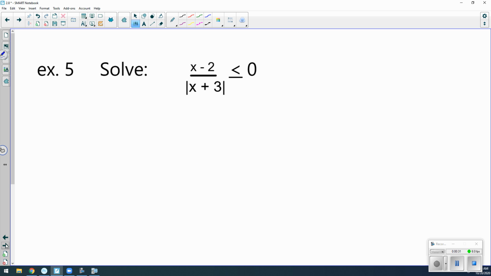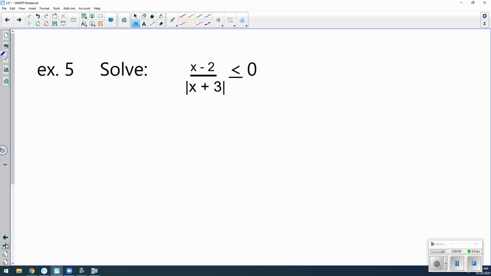In 2.7, we graphed rational functions, and we thought about asymptotes, x-intercepts and y-intercepts, and we also thought about where holes might happen. Now, in example 5, we need to figure out in what interval this rational expression would be less than or equal to 0. Notice that it's not technically a function because we don't have that input x, output y relationship. There's no y, so it's not really a function.